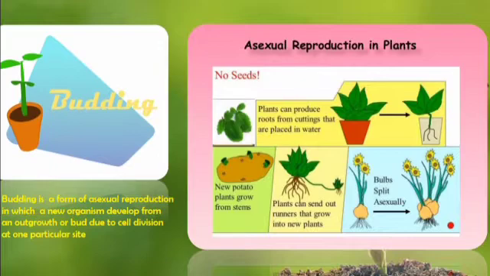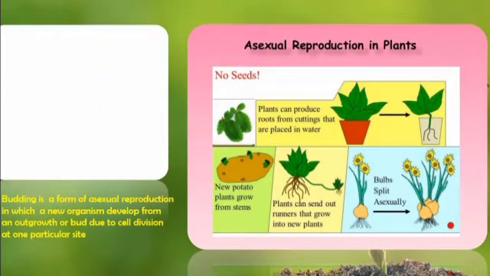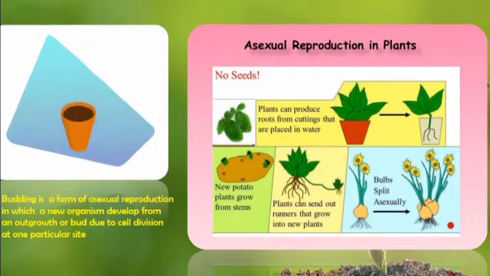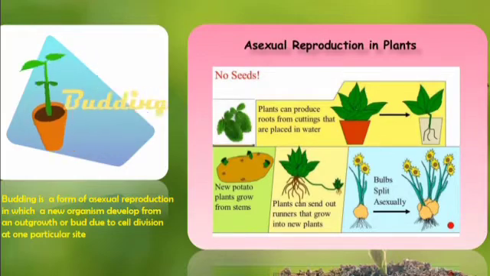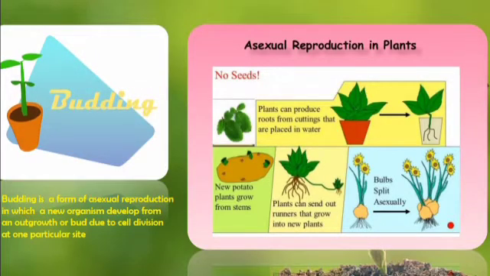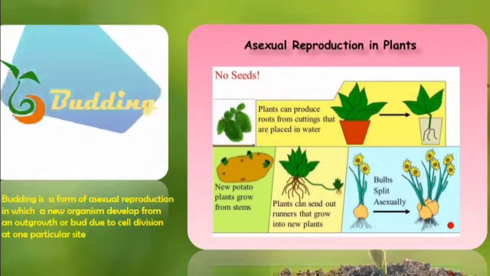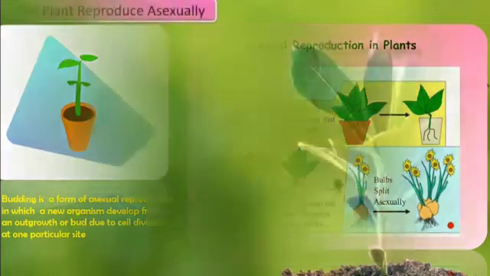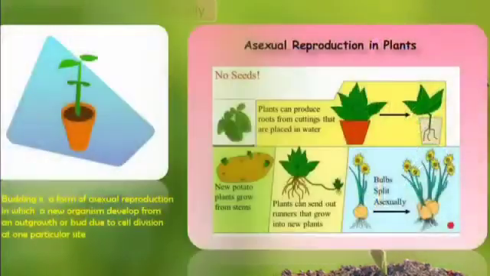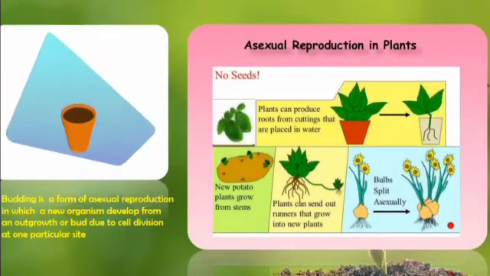For asexual reproduction in plants, we can show in this video. One example is budding. Budding is a form of asexual reproduction in which a new organism develops from an outgrowth or bud due to cell division at one particular site. For asexual reproduction, there is no seed.